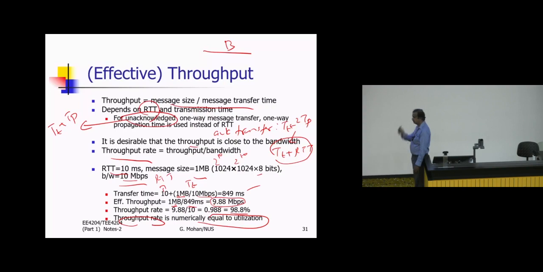No, RTT is for a short message. Ideally, it's for a bit. So you can ignore it, because the message transmission time would be much higher compared to the transmission of a bit or a short message. So it doesn't include that.